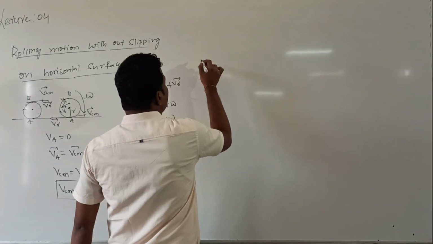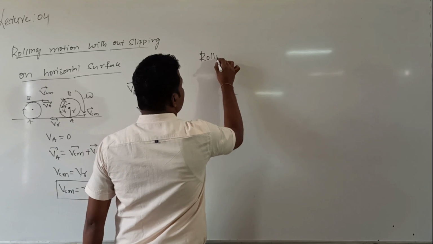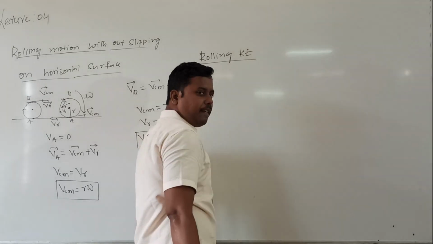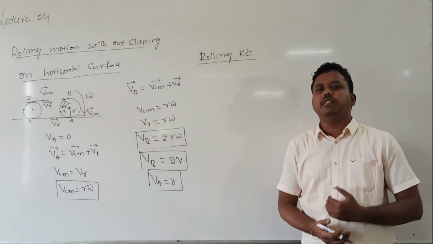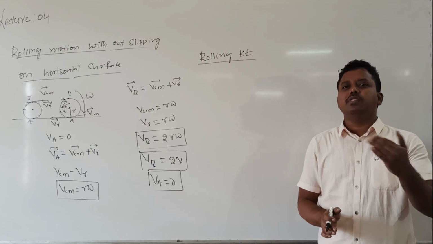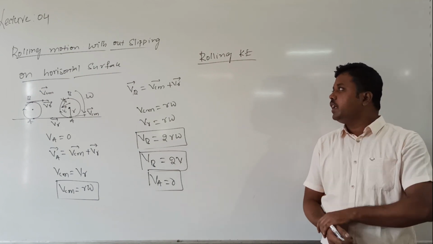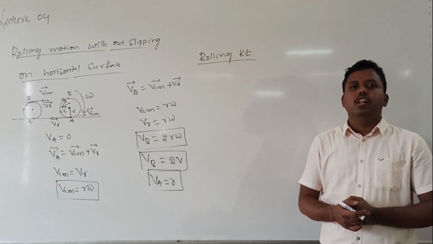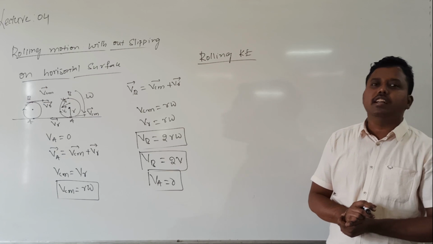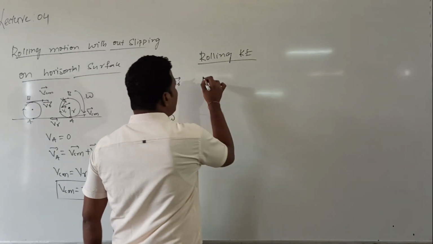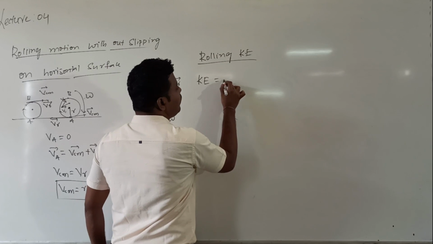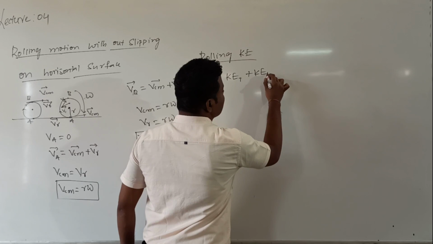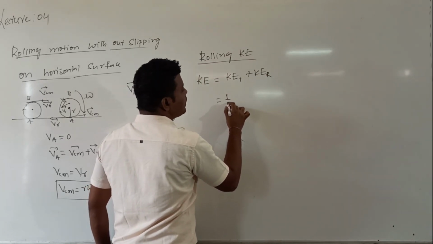Then let us see. I want to calculate the rolling kinetic energy. Last class we discussed rotational kinetic energy. Whenever a body is executing rotational motion, it has kinetic energy. That is called rotational kinetic energy. But whenever a body is executing rolling motion, it has two types of kinetic energies. One is the translational kinetic energy, and the other is the rotational kinetic energy. Then the total rolling kinetic energy will be the sum of translational kinetic energy plus rotational kinetic energy.